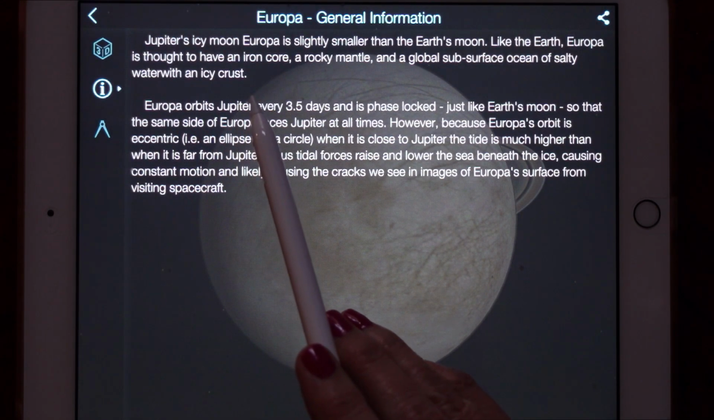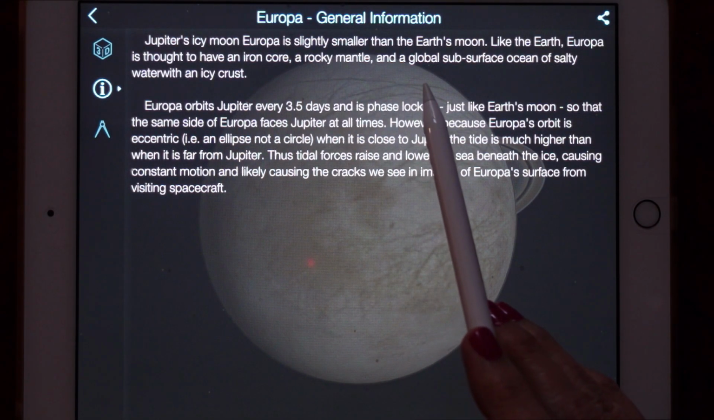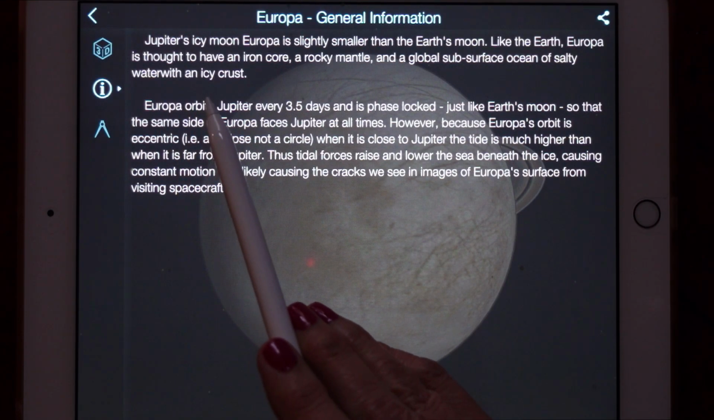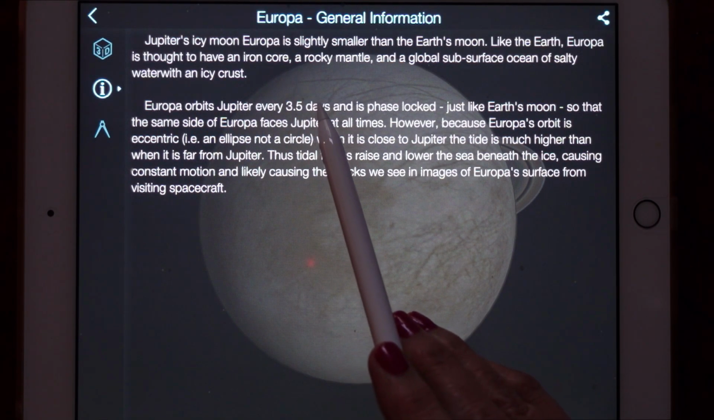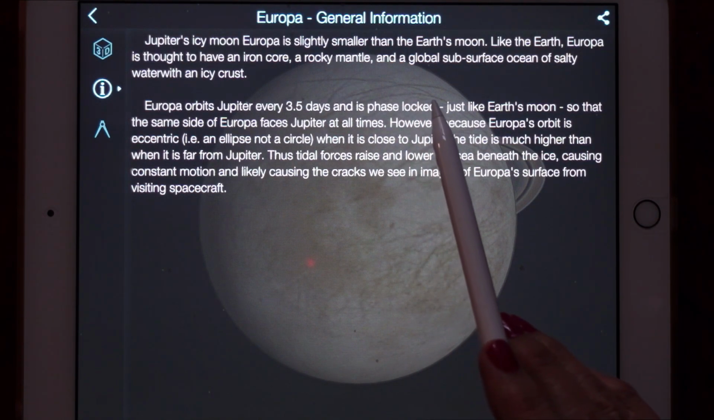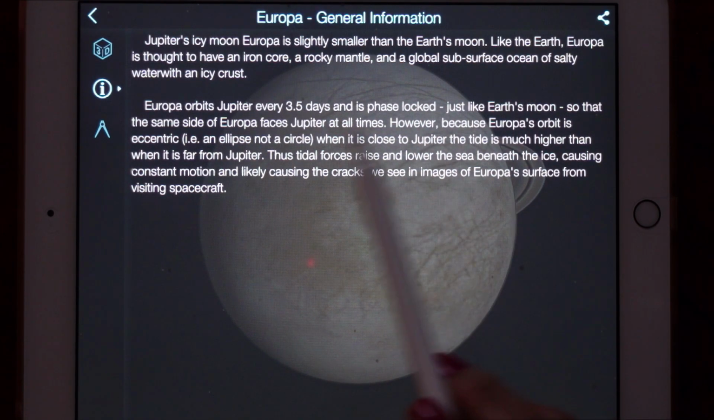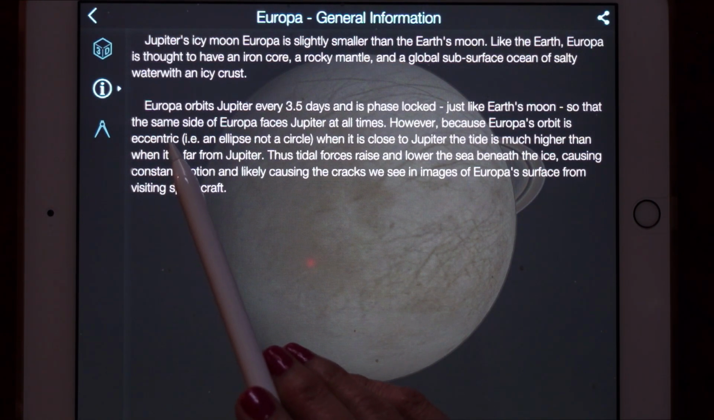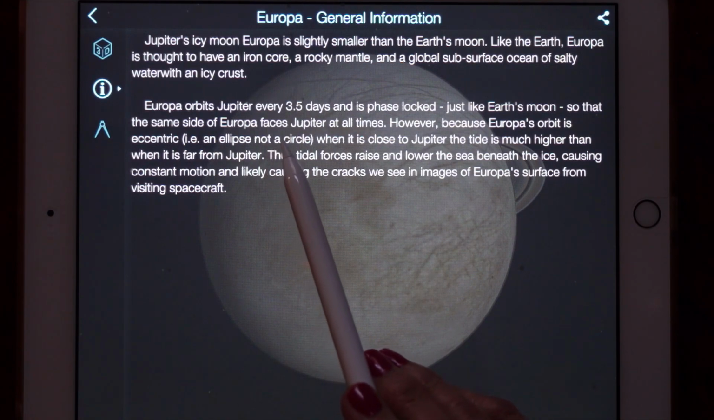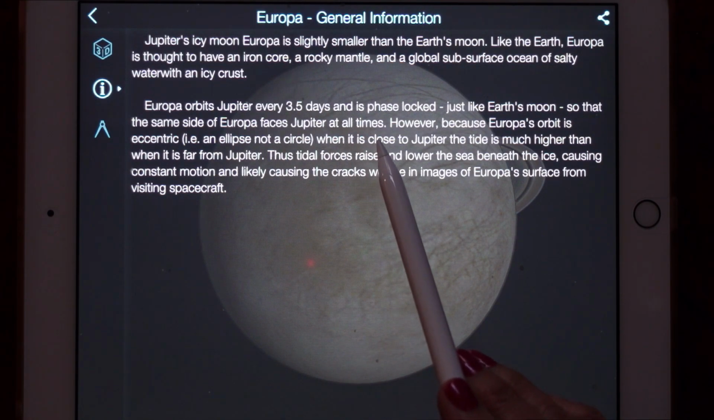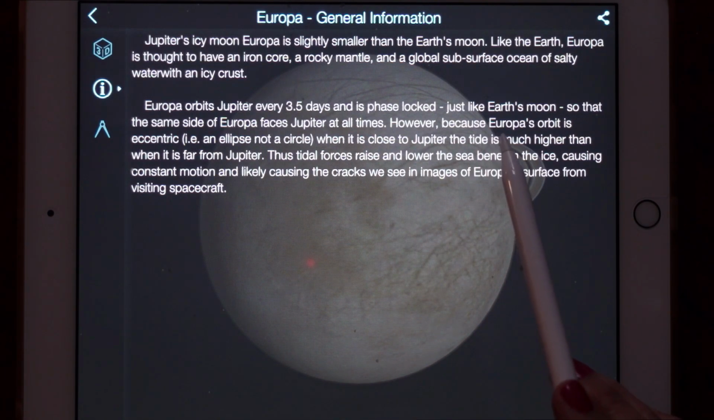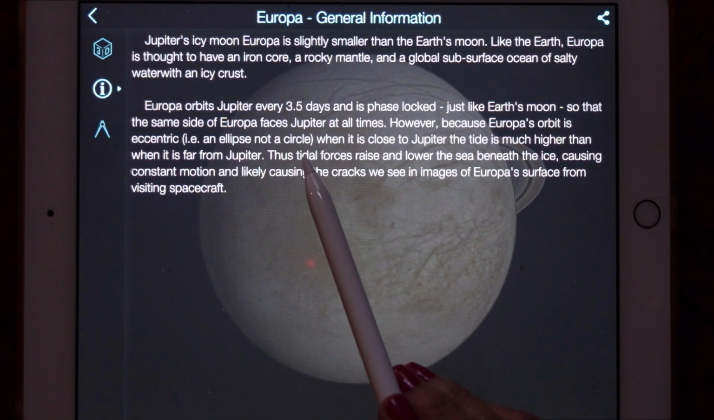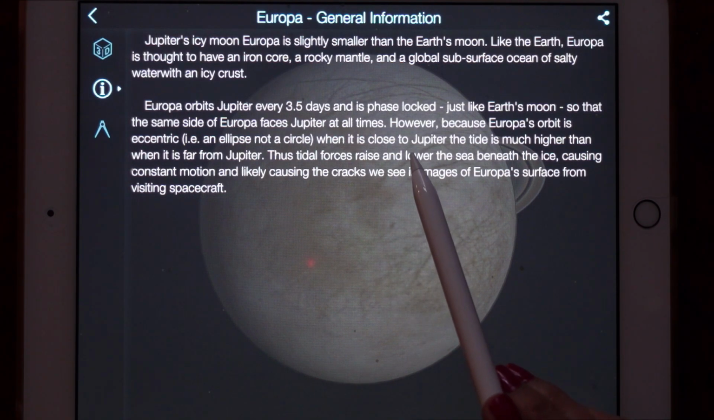Jupiter's icy moon Europa is slightly smaller than the Earth's moon. Like the Earth, Europa is thought to have an iron core, a rocky mantle, and a global subsurface ocean of salty water with an icy crust. Europa orbits Jupiter every 3.5 days and is phase-locked, just like Earth's moon, so that the same side of Europa faces Jupiter at all times.